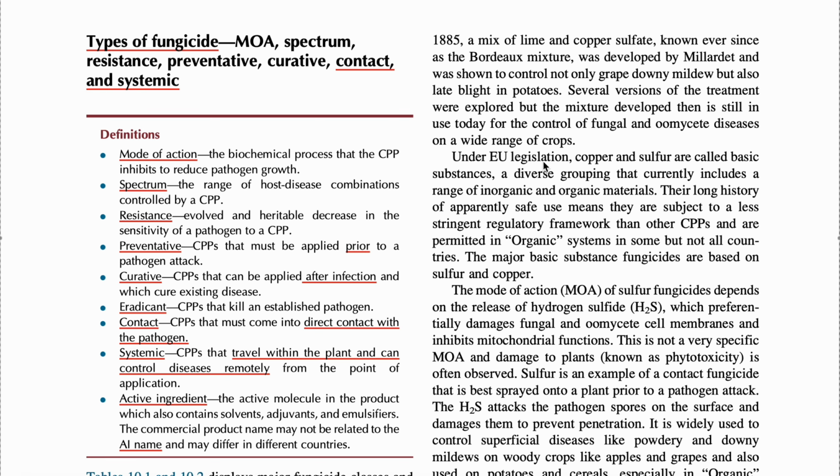Under EU legislation, copper and sulfur were called basic substances, a diverse grouping that currently includes a range of inorganic and organic materials. Their long history of apparently safe use means they are subject to a less stringent regulatory framework than other CPPs and are permitted in organic systems in some but not all countries. The major basic substance fungicides are based on sulfur and copper.